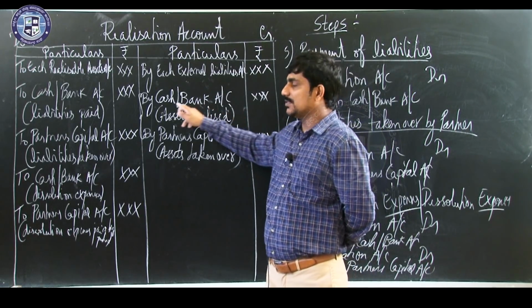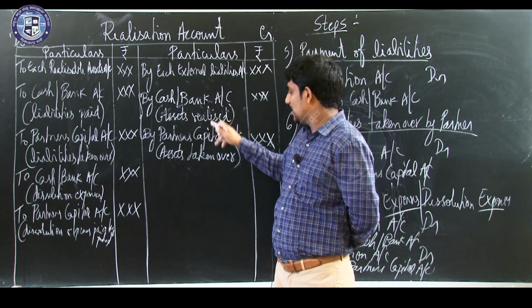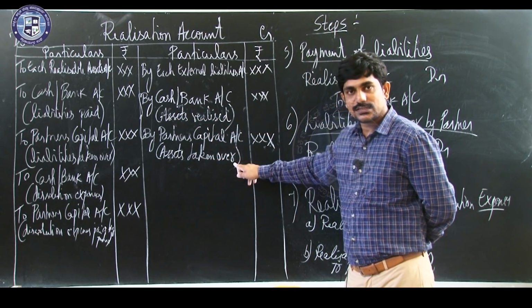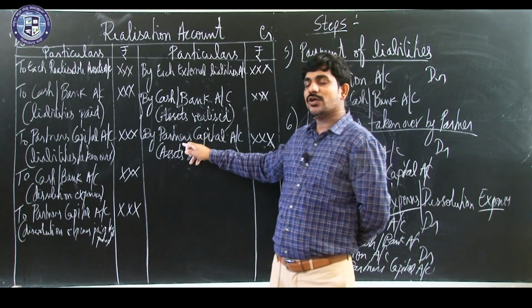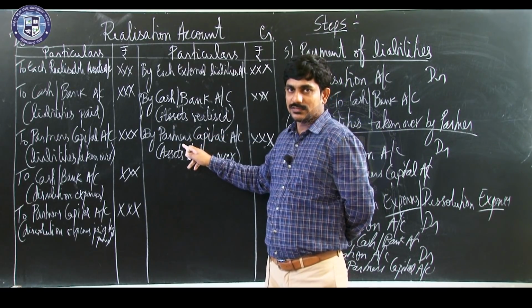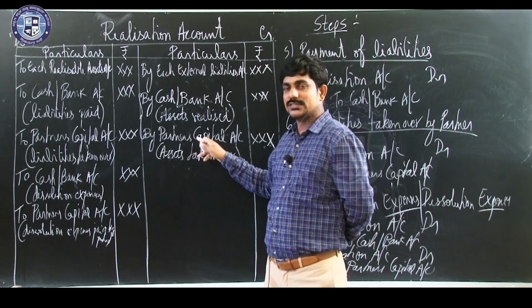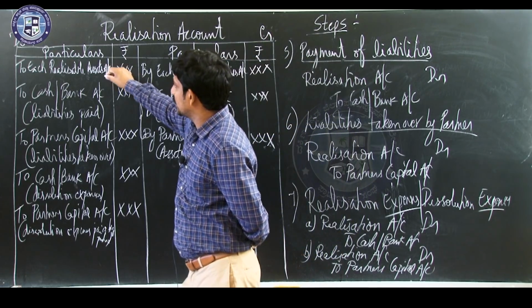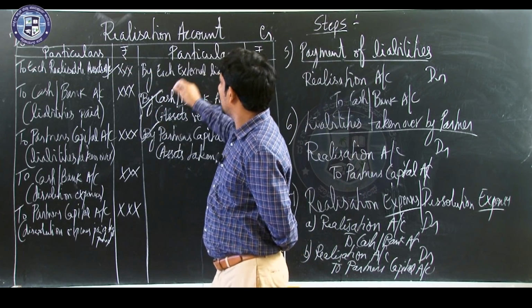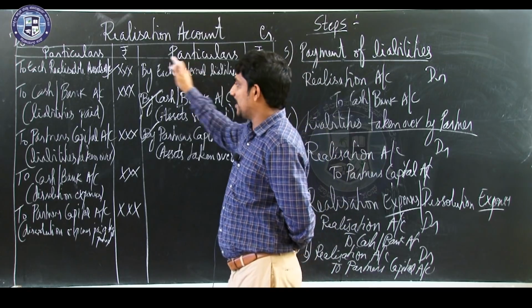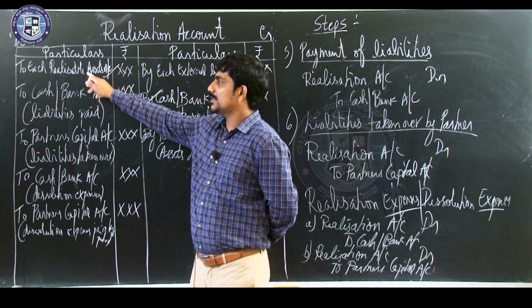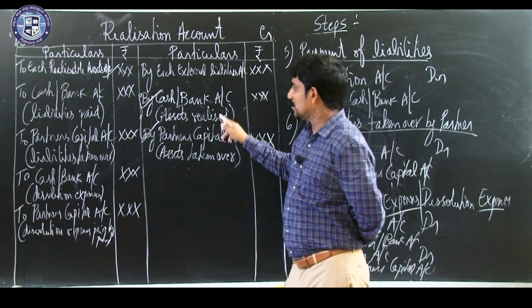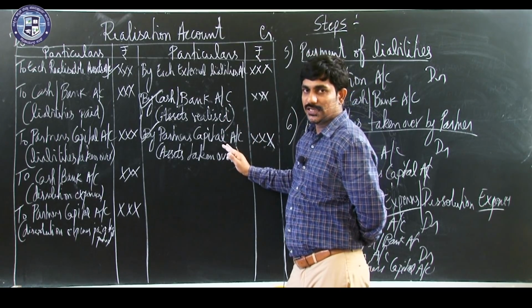If it is assets realized, you have to write under cash or bank account. If it is assets taken over by the partner, then you have to write the name of the partner. If A has taken over, then A's capital account. So, assets adjustment is done. Now, liabilities to be paid, see the opposite side. Assets are transferred on the debit side, but whatever adjustment of the assets, you have to record under the credit side.